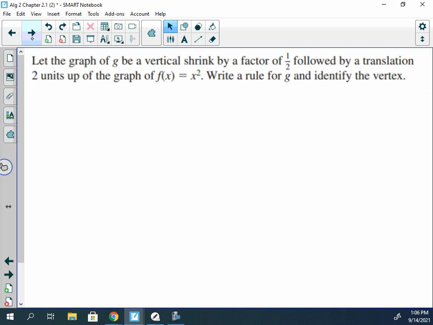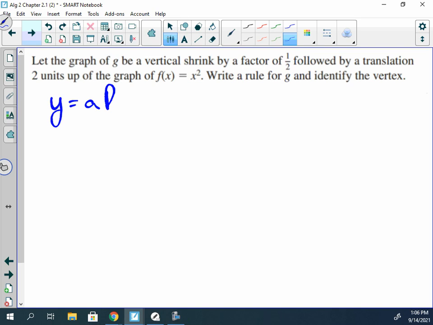Let's look at the next one. Let the graph of g be a vertical shrink by a factor of 1/2, followed by a translation 2 units up of the graph of f of x equals x squared. Write a rule and identify the vertex. Well, our first transformation is what? A vertical shrink of 1/2. So we're dealing with y equals a times f of x.